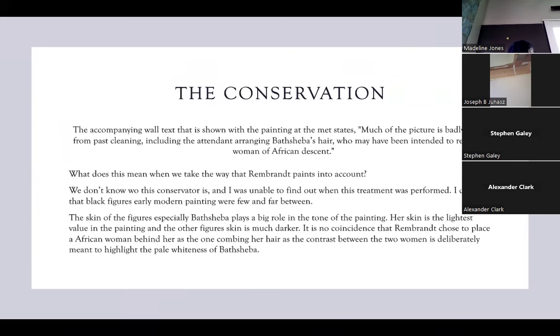This is a bit more about the conservation. I made my slides out of order. Oops. This is the wall text that says this picture was badly abraded, specifically the Black attendant. And these are the questions of why and how we see blackness.